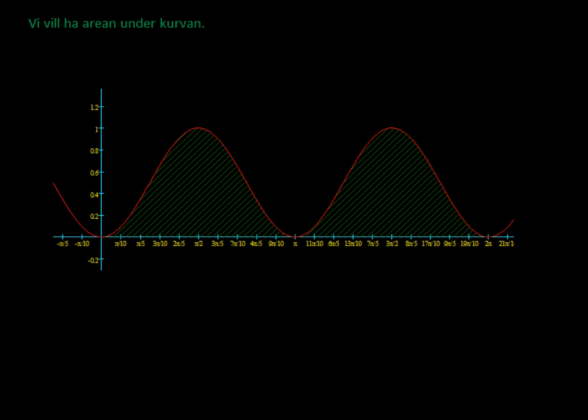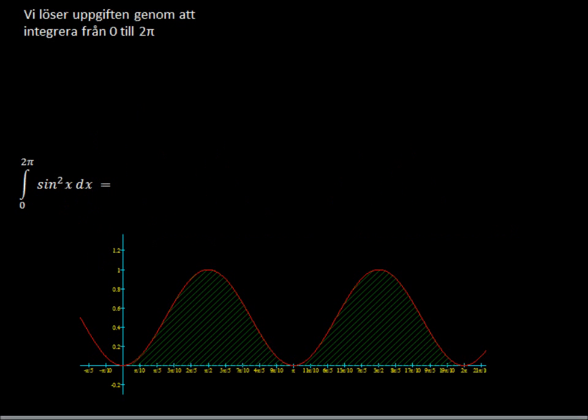All right, there's when we fill it in. That's the area that we want, the green little mountains there. And we know the curve. So what we're going to do is write out the integral the way that we're supposed to. So we're going to be using this here, from 0 to 2 pi, the integral of sine squared x.